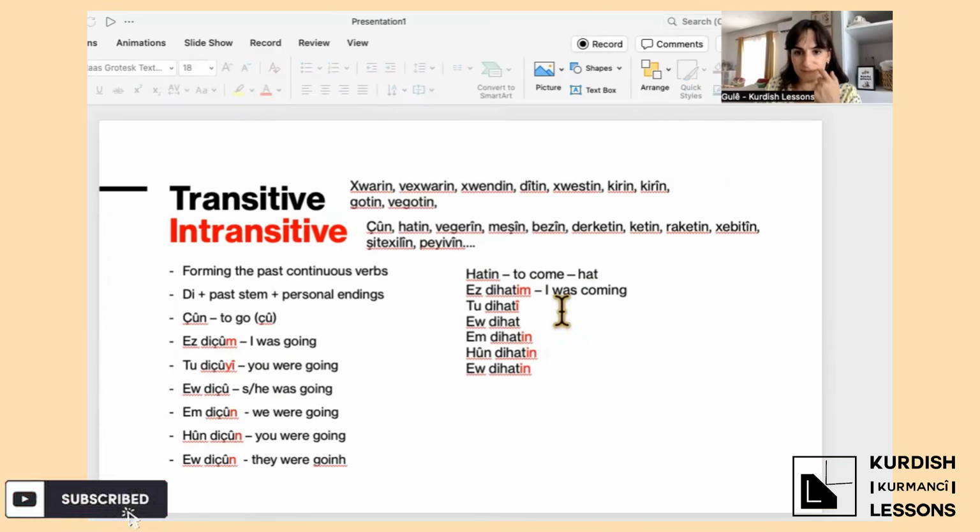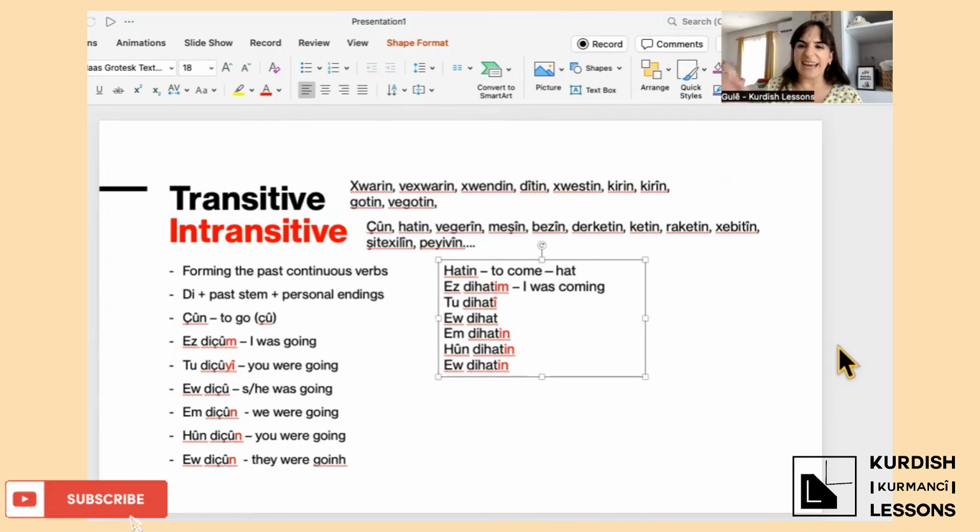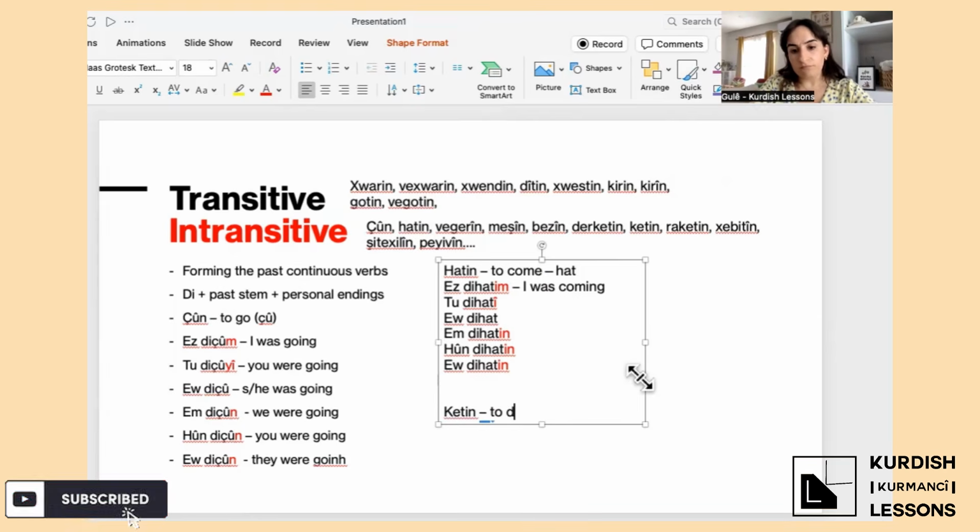Okay, so now let's try another one. This one, the hati, means I was coming, you were coming, she was coming, they were coming, etc. Now let's have a look at kitten. Kitten is to fall. So I was falling. How do we say it? By the way, cat is the stem.